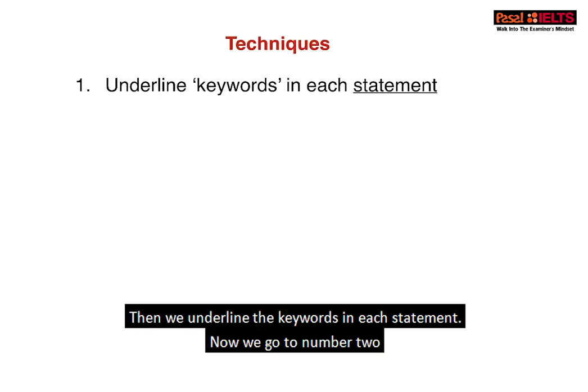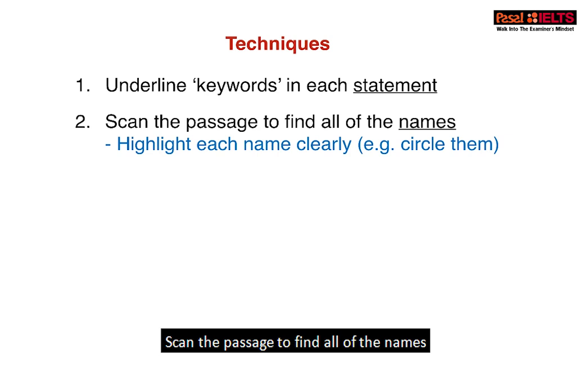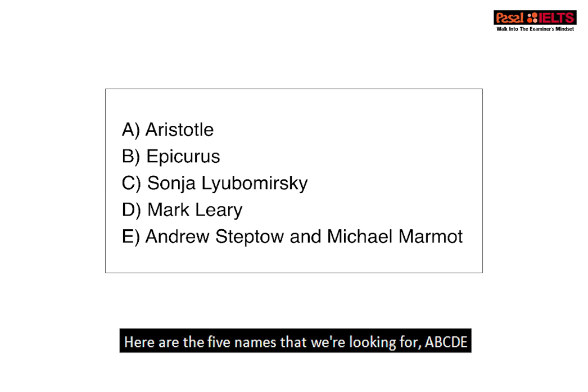Now we go to number 2. Scan the passage to find all of the names. Highlight each name clearly. For example, put a circle round them. Here are the 5 names that we're looking for, A, B, C, D, E.